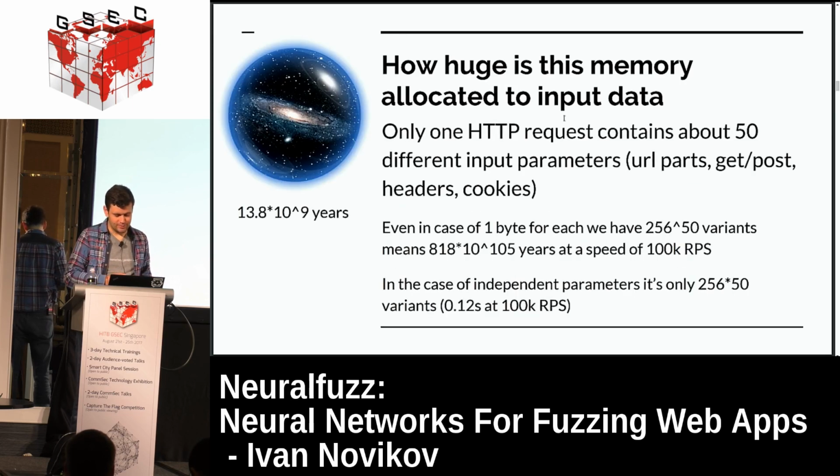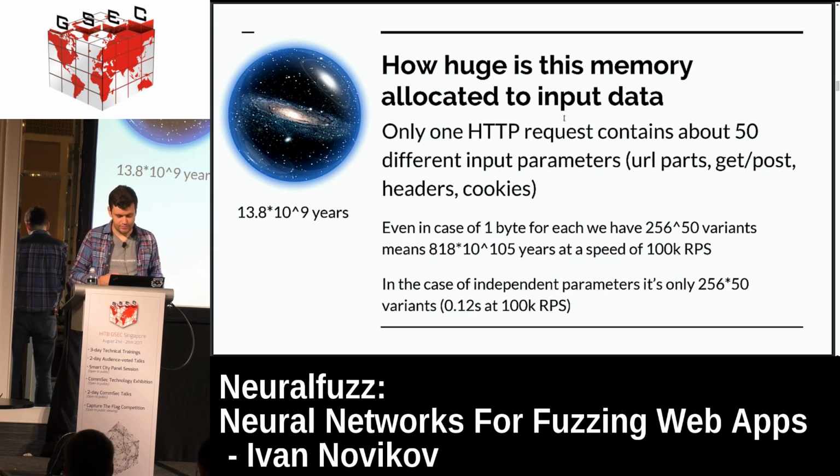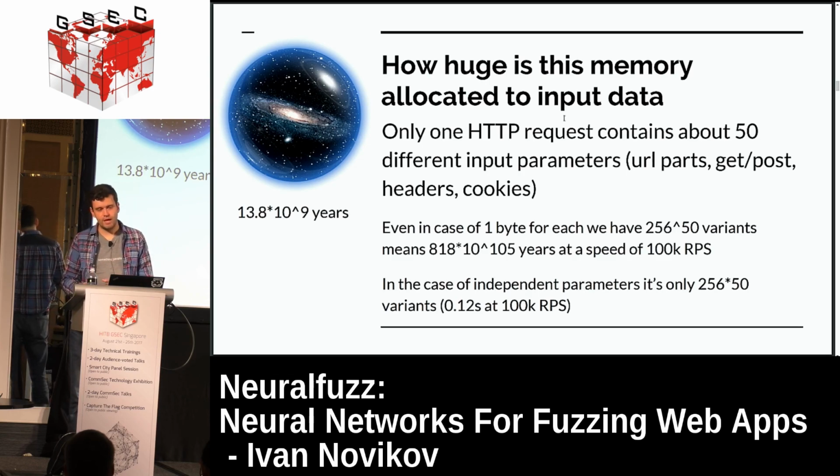Obviously, this is when we talk about independent parameters. So let's try to figure out how it looks for HTTP requests, because I'm talking about fuzzing web apps, which means that we are dealing with HTTP.